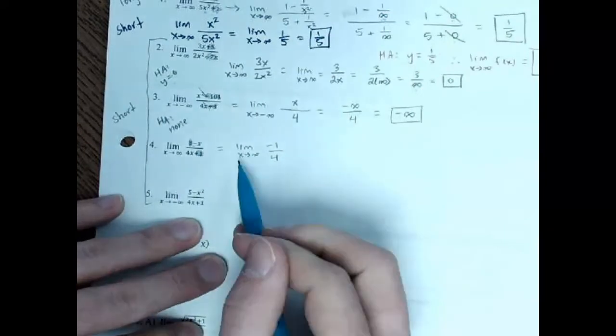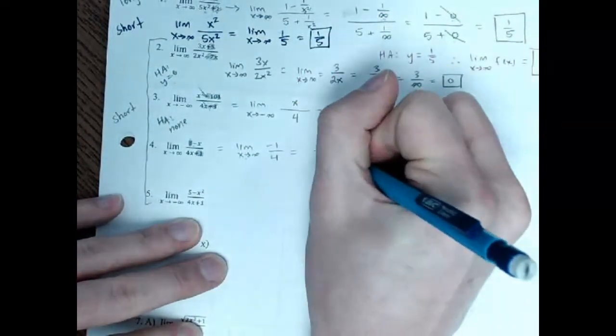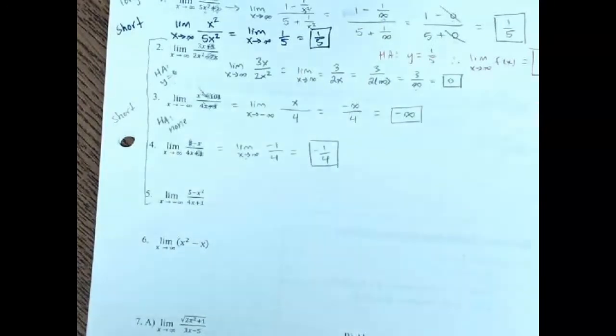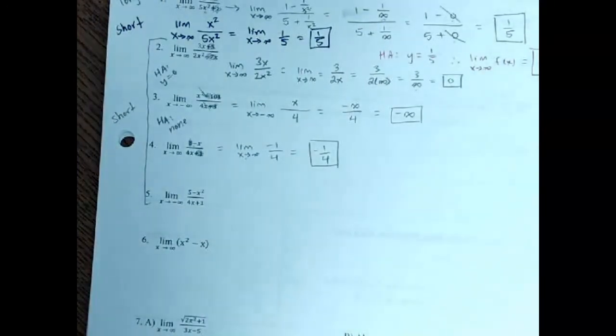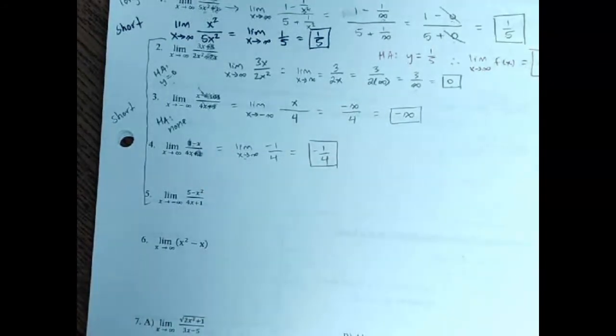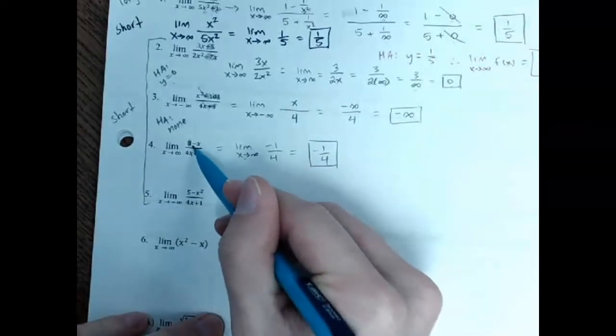And then the limit of a constant is that same thing. Okay, and again, you could check this by using your asymptote rules. The degree on the top's 1, the degree on the bottom's 1. So then you would just look at your coefficients. You have a negative 1 over 4, right?